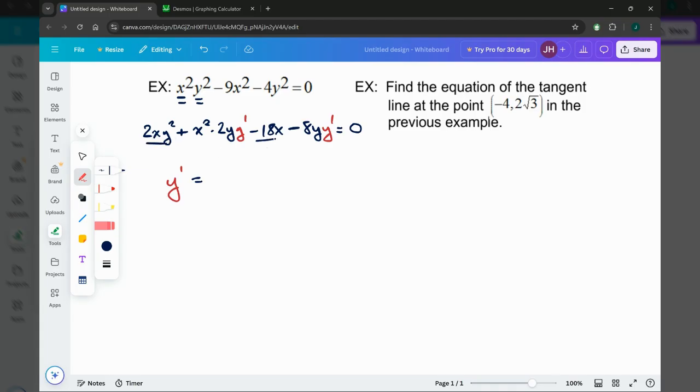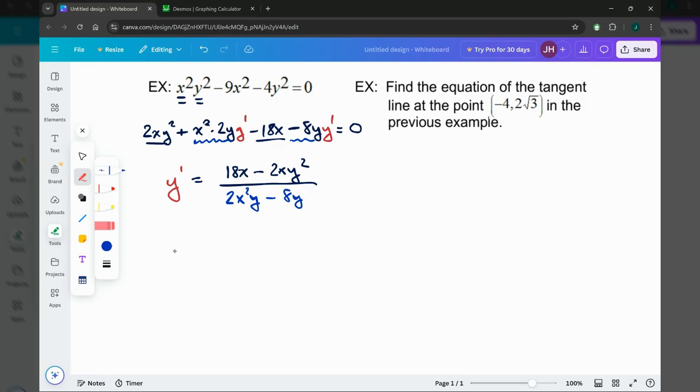These two terms are going to get moved to the other side. So I'm going to add the 18x and I'm going to subtract the 2x y squared. Now, anything that's left over that's multiplied by y prime, I have to divide by that. So I'd have to divide by the 2x squared y in front of the first term minus the 8y in front of the second term.